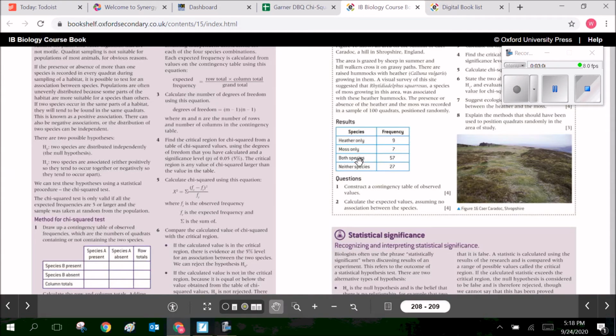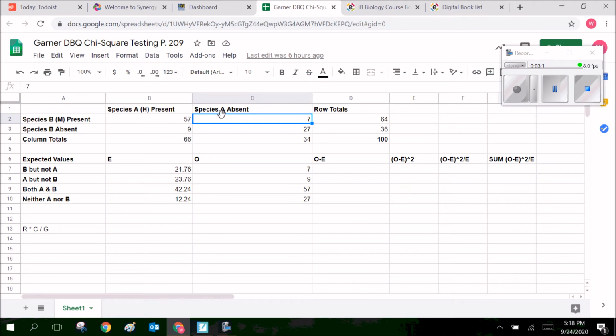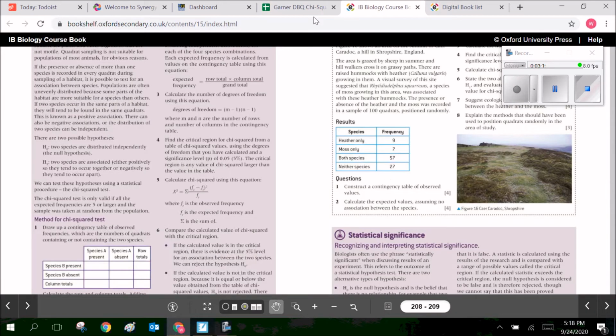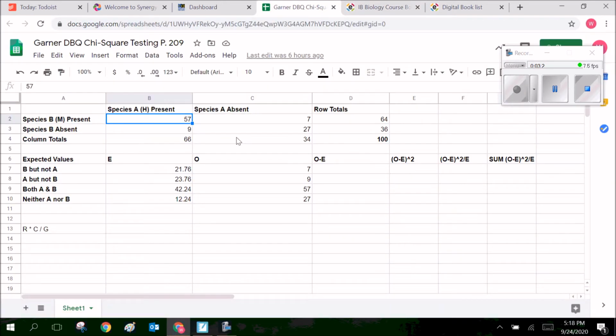Okay, then we would say where both species were present, they found 57 plants all together. So we go in here and we find, okay, 57, A and B is present. And then finally, when both are absent, they found 27 total individuals.